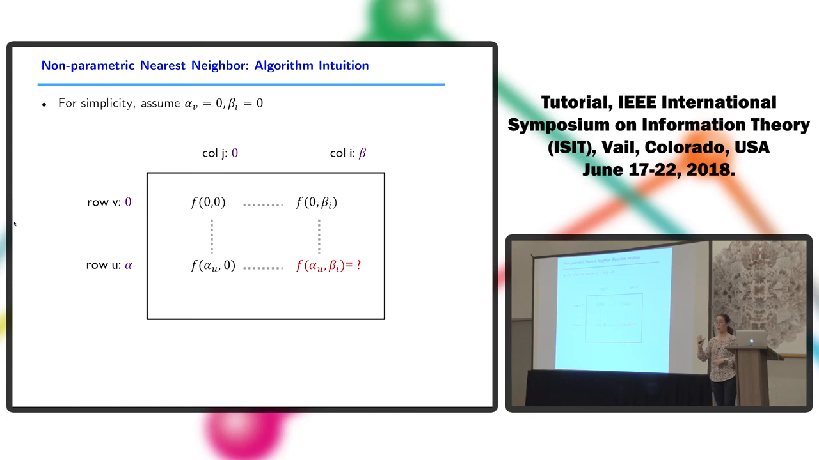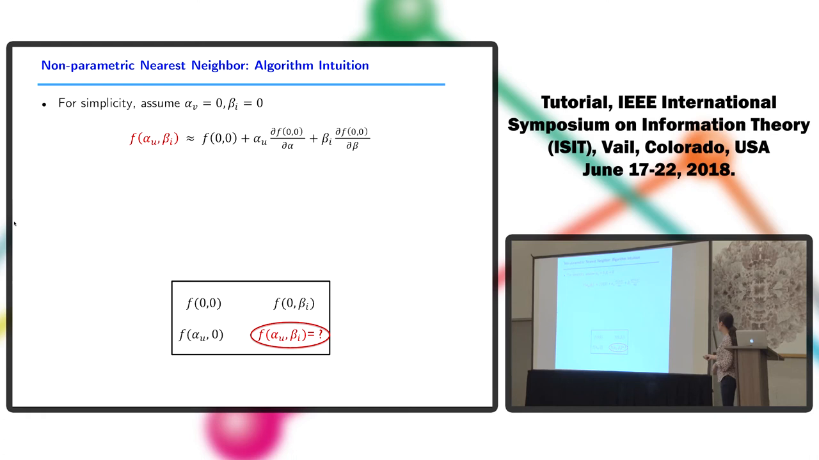What I could try first is using a simple Taylor series expansion. Say I expand the point f of alpha u, beta i around the point 0, 0. And I would approximately get an equation like this, where I have the first derivatives, the gradients of f with respect to alpha and with respect to beta. Unfortunately, this doesn't actually help me solve the problem at all, because I don't know how to compute these gradients. I don't even know what the function is. And I have no idea what alpha and beta are. So what do we do next?